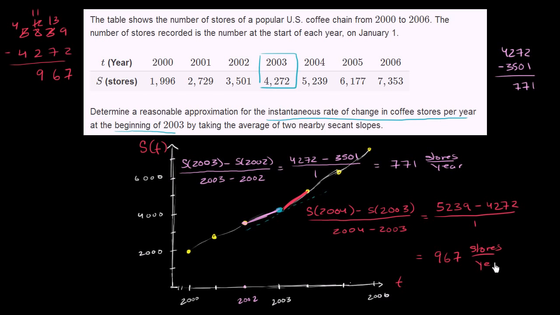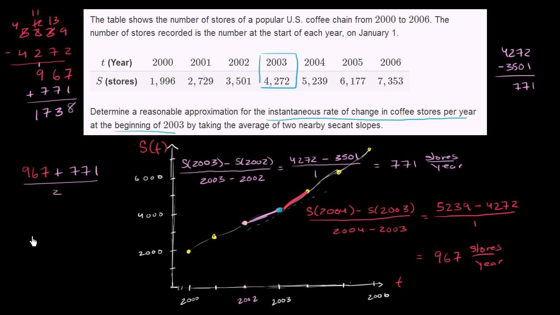So we really just have to take the average of this number and that number to approximate the instantaneous rate of change. So let's do that. So let's take 967 plus 771, and then we can divide by 2. So let's actually figure out what that is. So let me add 771 over here. 7 plus 1 is 8. 6 plus 7 is 13. And then 1 plus this is 17 right over here. And then we're going to divide that by 2.